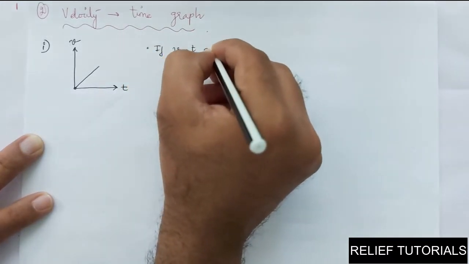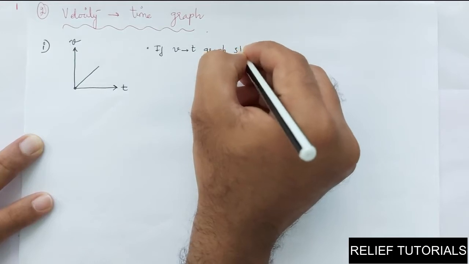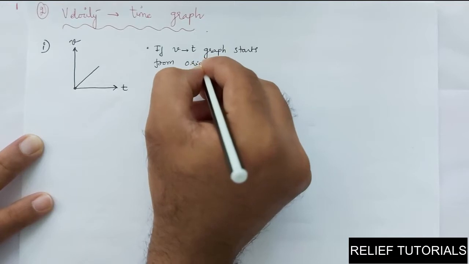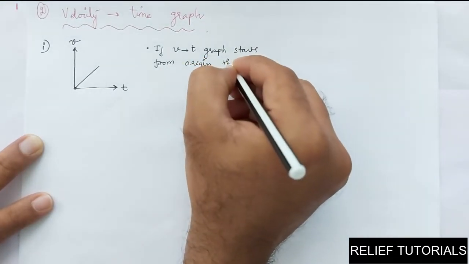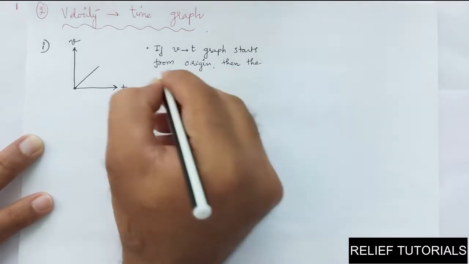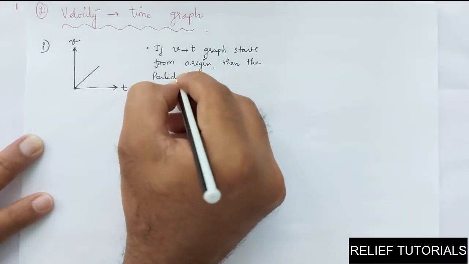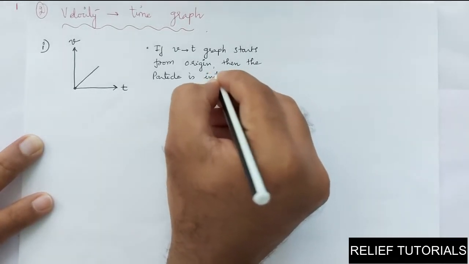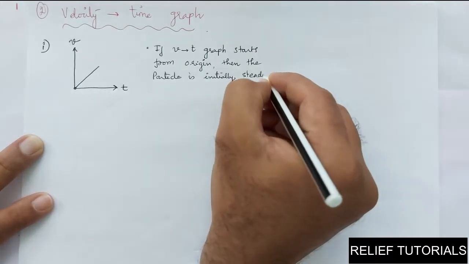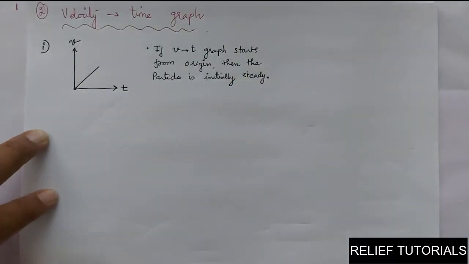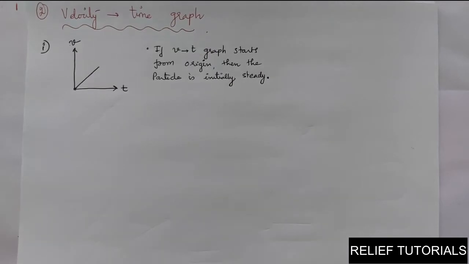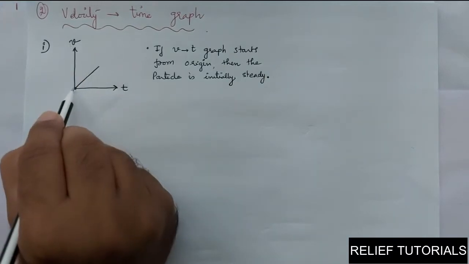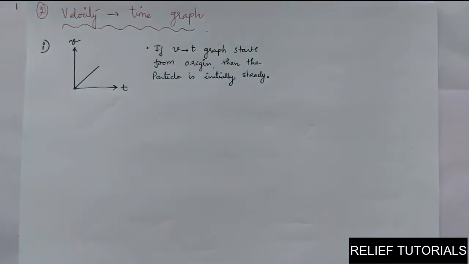the v versus t graph starts from the origin, then the particle is initially stationary or steady. So the first point to be noted here is that if the velocity versus time graph starts from the origin, then the particle is initially stationary.